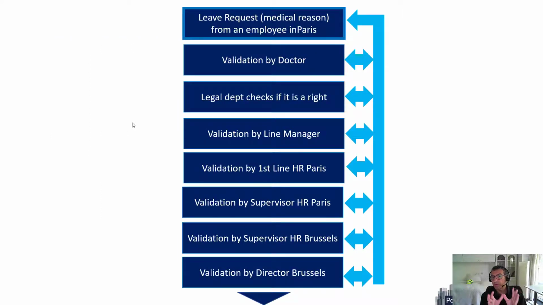Also, if you take a look at one business process, it can be very complex. For example, you make a leave request for medical reason. An employee makes a leave request in Paris. First, this leave request must be validated by a doctor. And then we need to ask the legal department if this is a right or if it's just an option, right? Then it needs to be validated by a line manager, then by a first line HR in Paris, then by a supervisor in HR in Paris, then by a supervisor in HR Brussels, and then by the director in Brussels. And then it's validated.